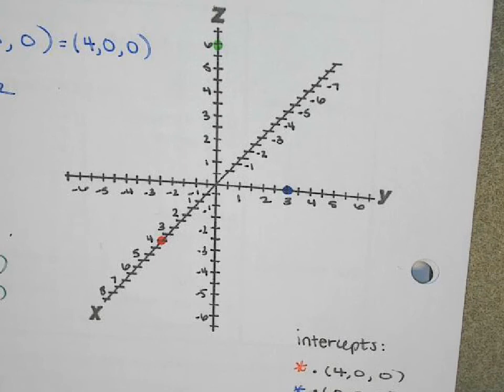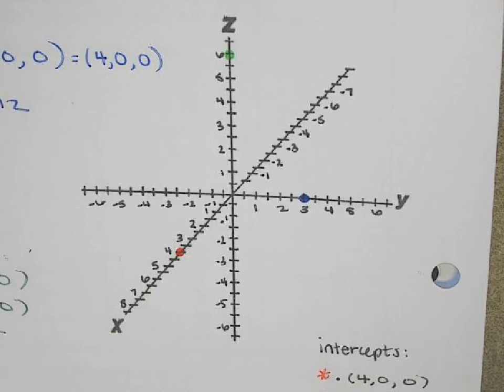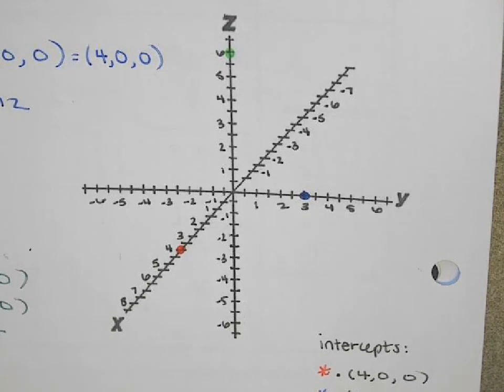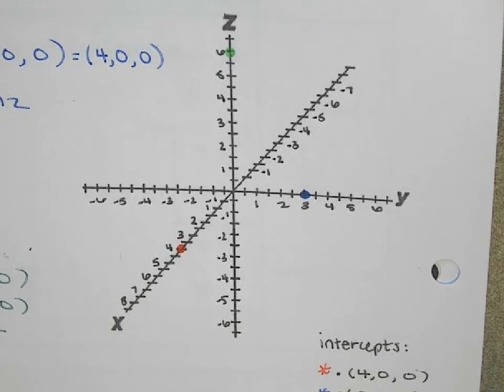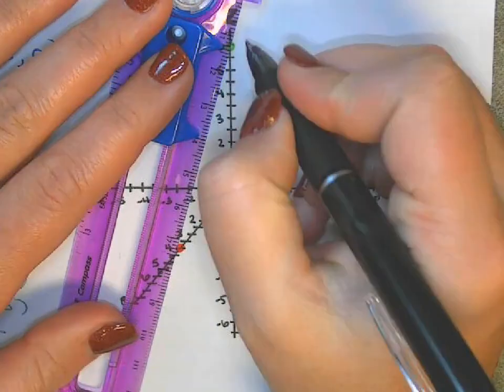Are we okay with how I came up with those 3 points to plot? Okay. Do we see the difference between these 3 points? And on the front side, we only plotted 1 point. Okay. So when I go to actually graph this plane, how I'm going to draw it is I'm just going to draw the lines that connect all of these.